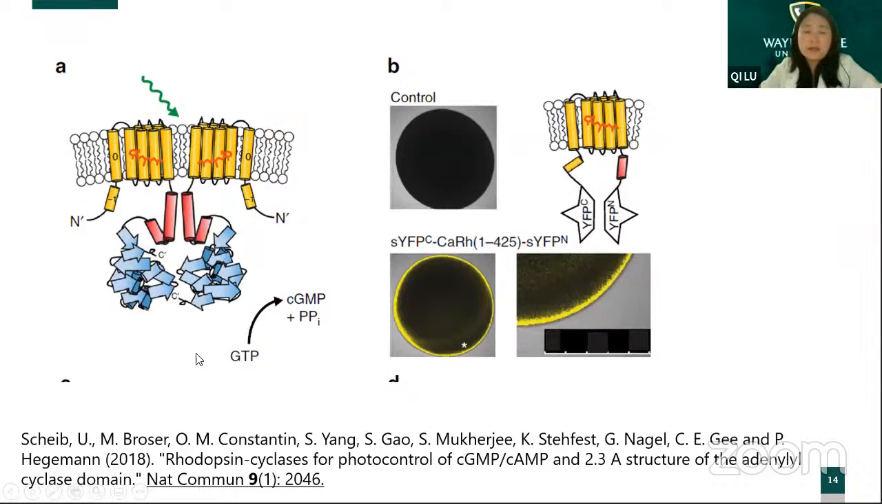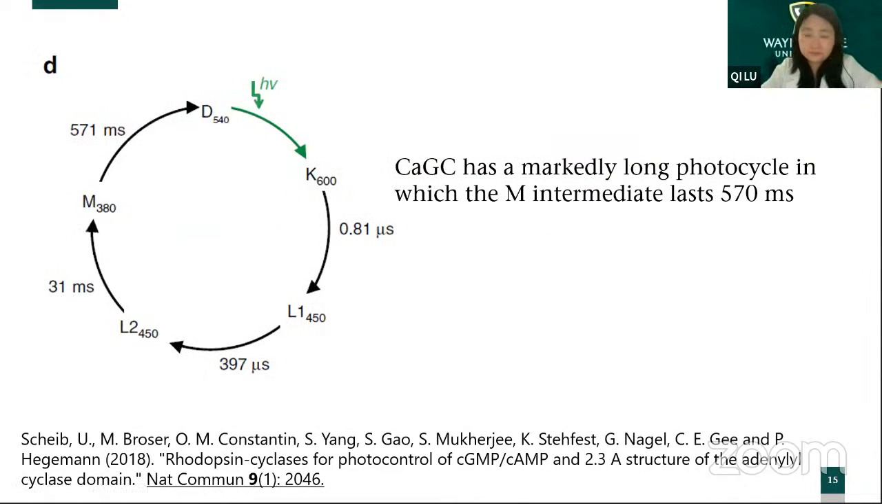And in this paper, they tried to link the YFP at both the N side and the C side, and actually it's truncated. They removed the enzyme part of this enzyme and only kept the N-terminal transmembrane part and a little bit of the C-terminal, like the linker, and then removed the enzymatic part. They also have the same structure, which they call CAGC, and it has a markedly long photocycle in which the NM intermediate lasts much longer than the YFP-type version.